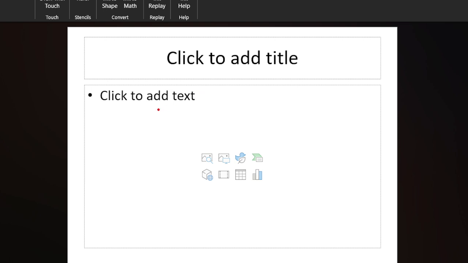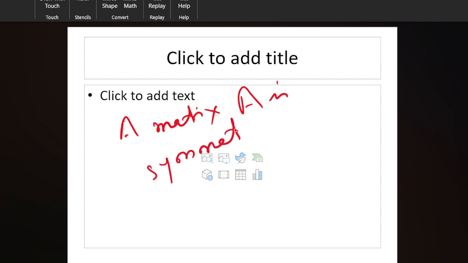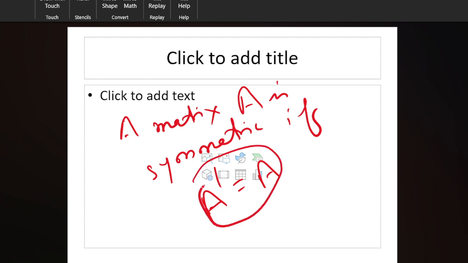A matrix is symmetric. Here we are talking about a square matrix. A matrix A is symmetric if transpose of A equals A, right? So if transpose of A equals A, then we can say it is a symmetric matrix. Now, transpose again.